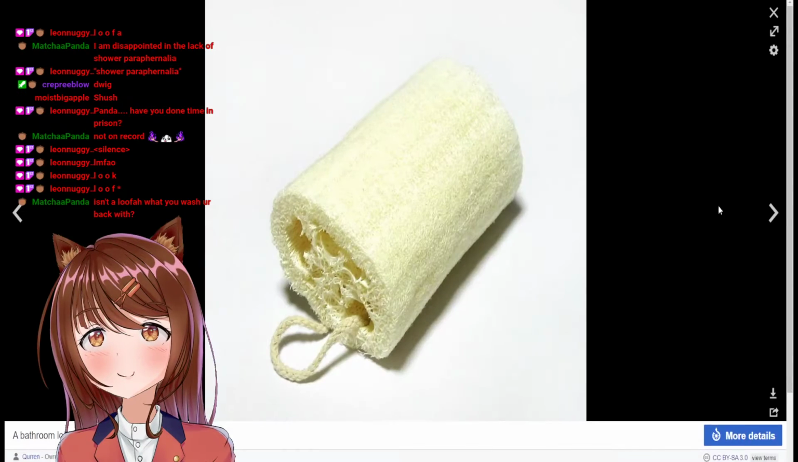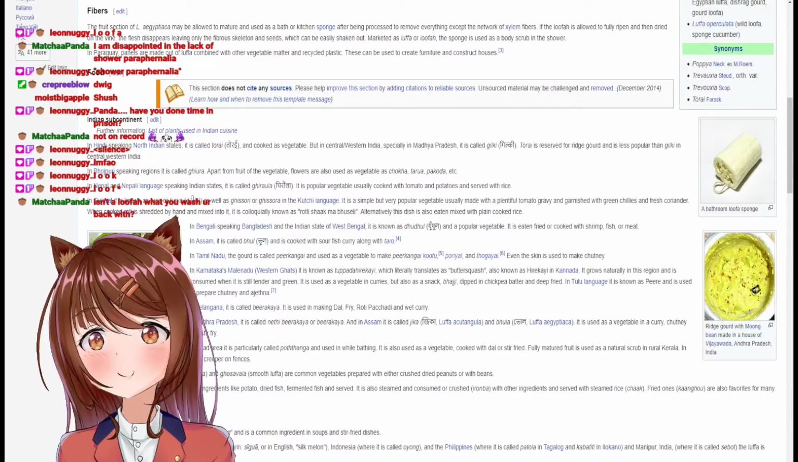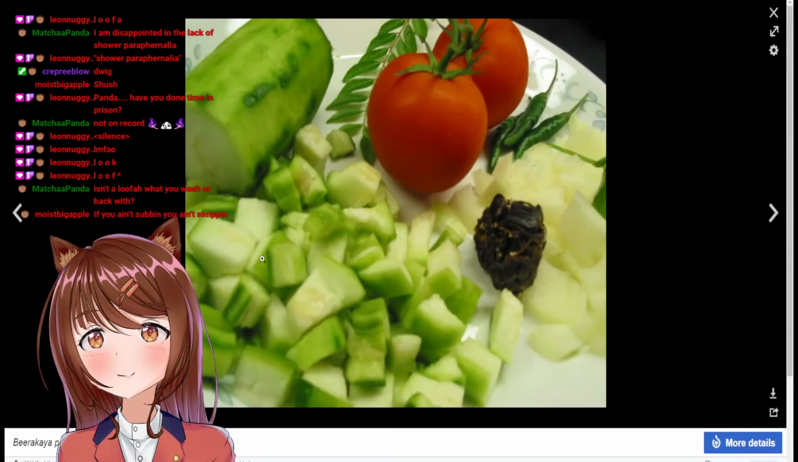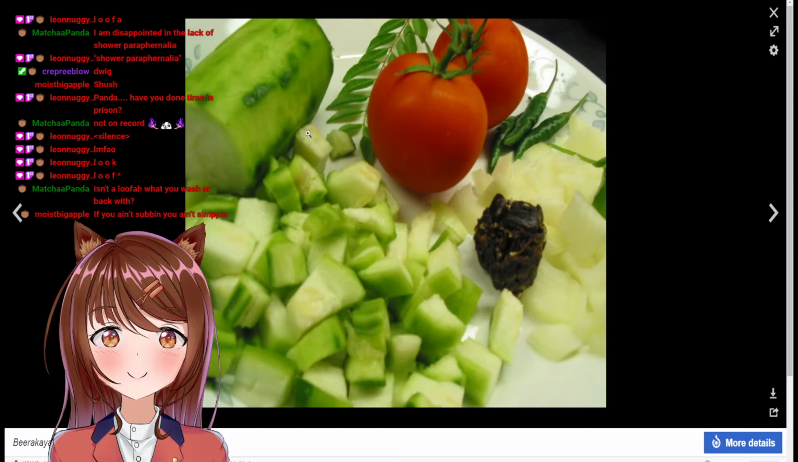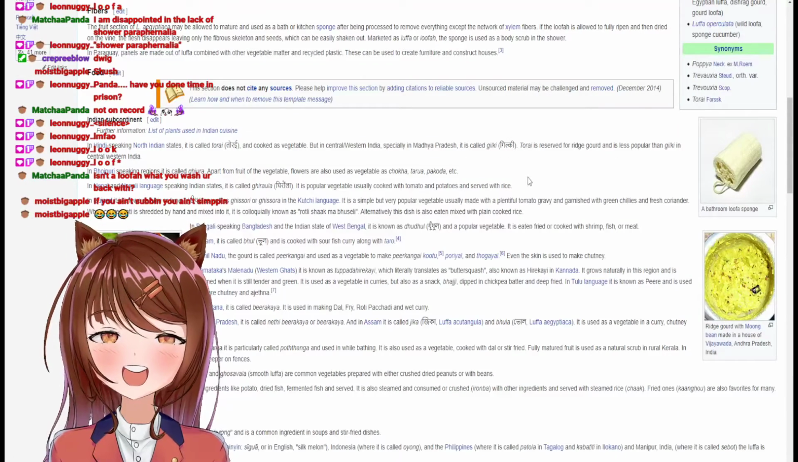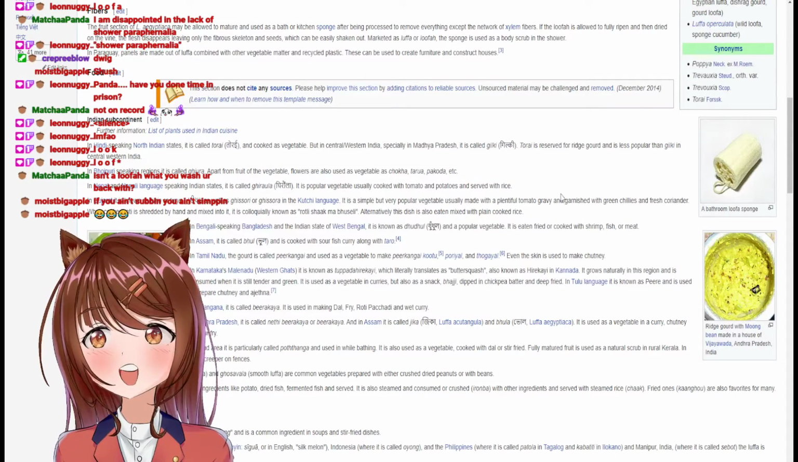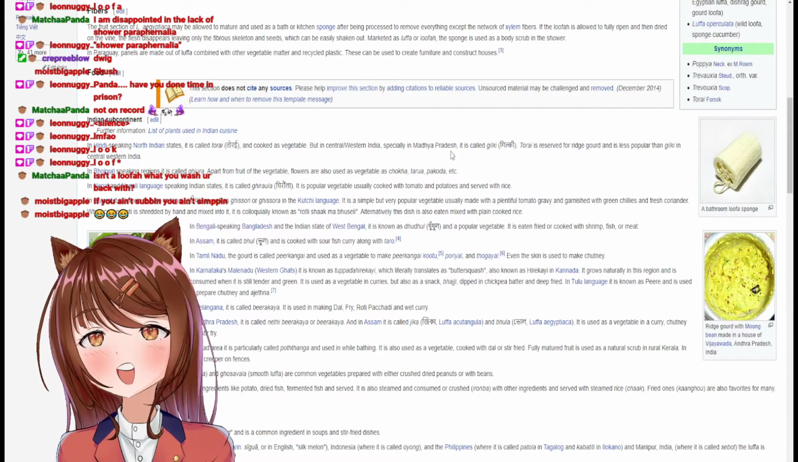So, yes, here we have a loofah. As you know, this is what you wash your back with. And then loofah being used for curry because it is a vegetable. If you eat something, you eat something. Wow. Okay.